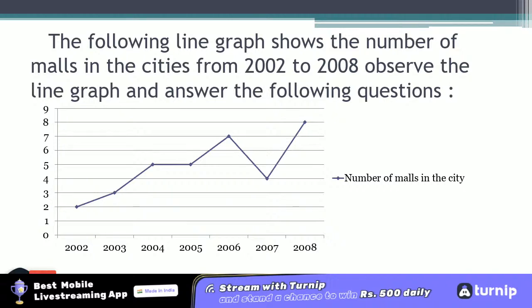Line graphs basically tell you about particular information in the form of a line, and they also help us to analyze the data. So if we are simply talking about the following line graph, which shows the number of malls in the city from 2002 to 2008.